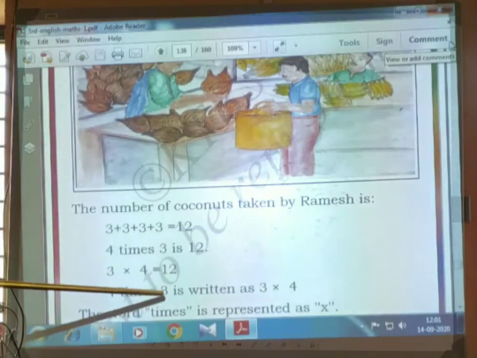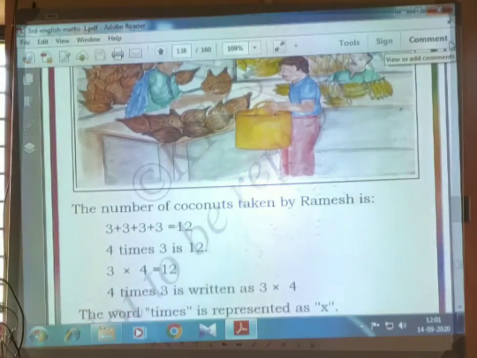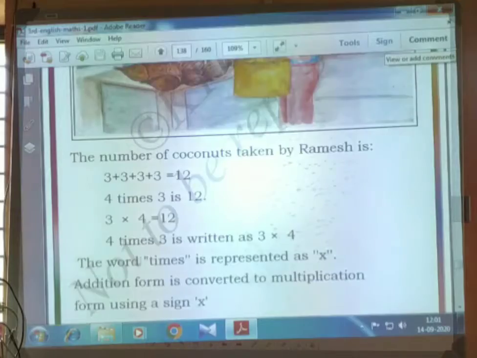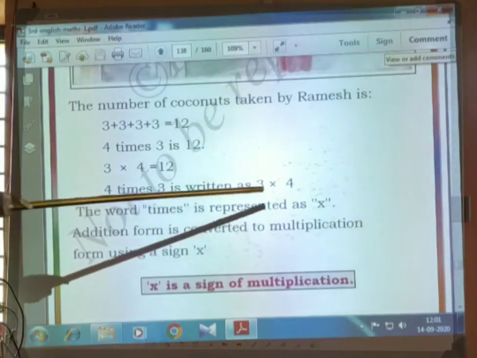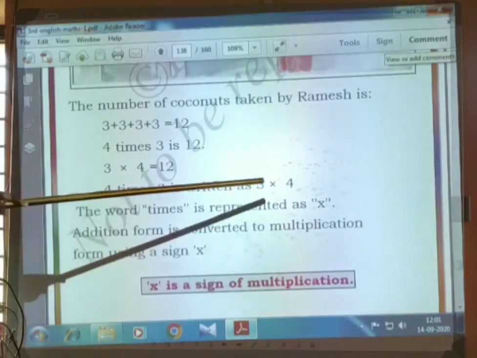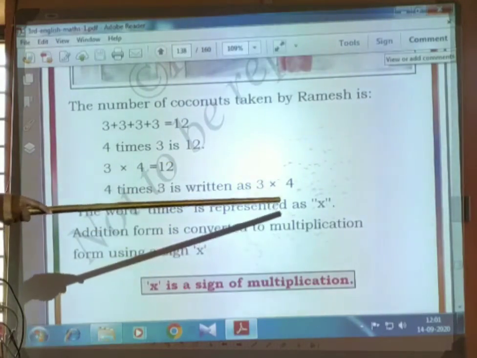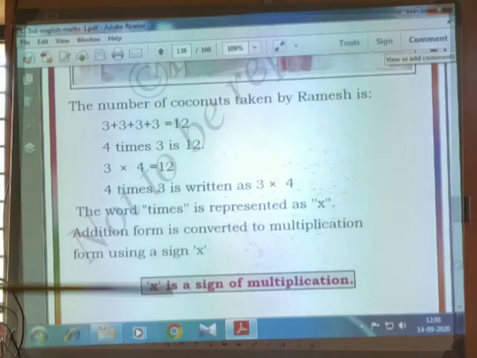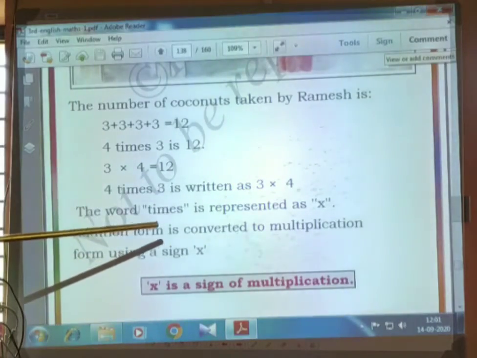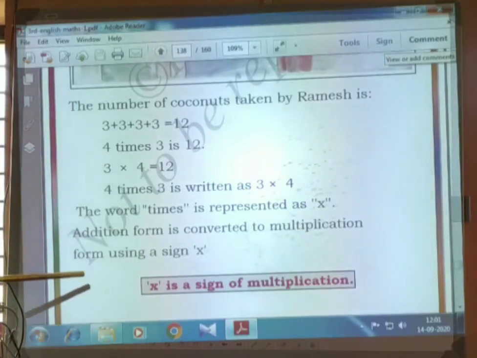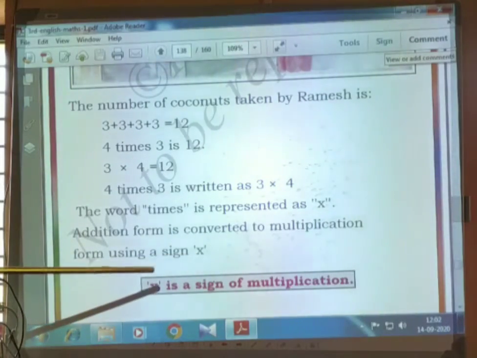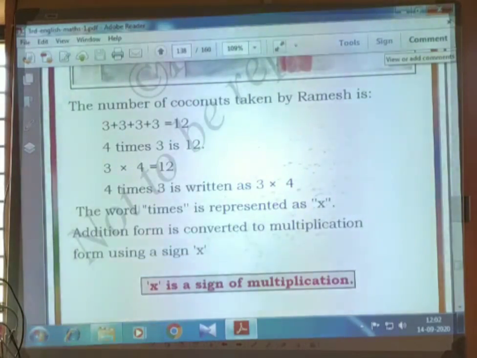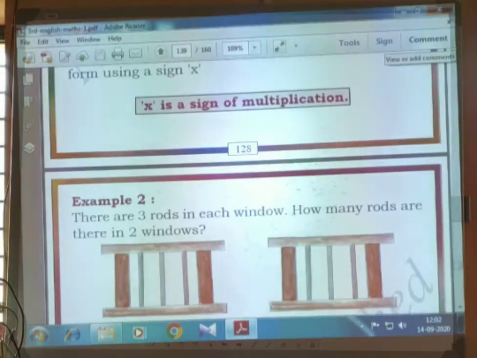4 times 3 is written as 3 into 4. The word times is represented as 'into', the English alphabet X. This is the sign for multiplication. Addition form is converted to multiplication form using this sign. This sign is the sign for multiplication.